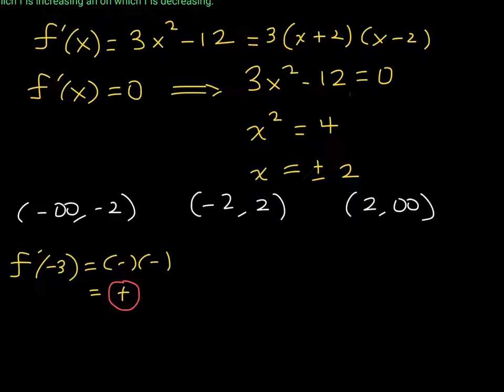All right, very good. Let's move on. Let's pick a value from between -2 and 2. Let's choose 0. Now, when I plug 0 into f prime, this factor is positive, this factor is negative. We have a positive times a negative, and so on this interval the derivative function is negative. Again, that means that the slopes of the lines tangent to the curve in this interval are negative.